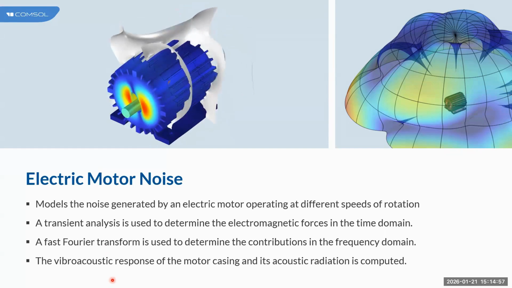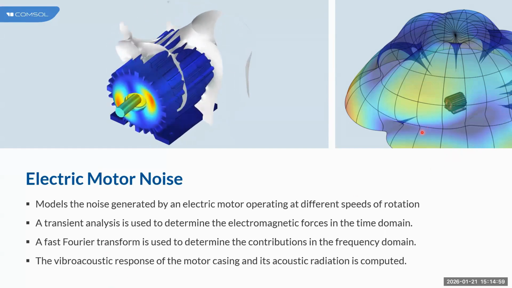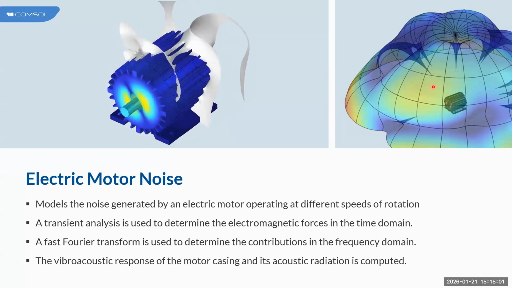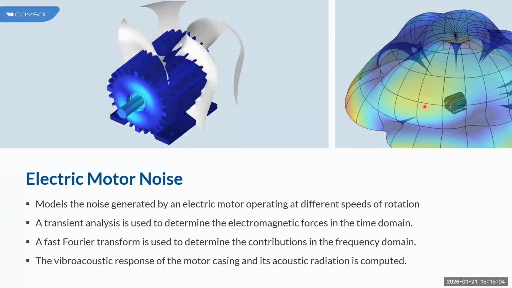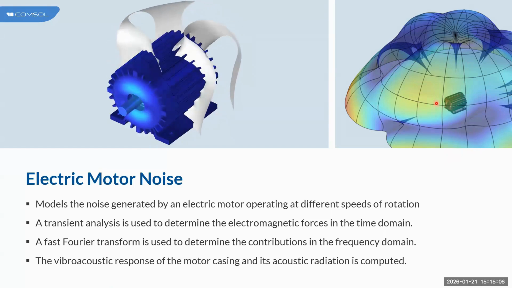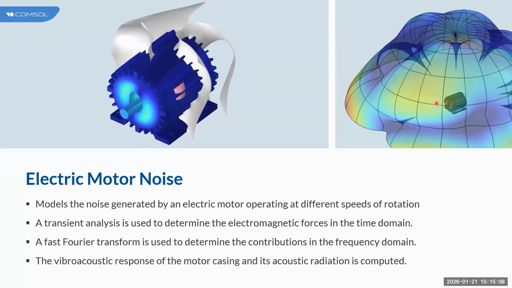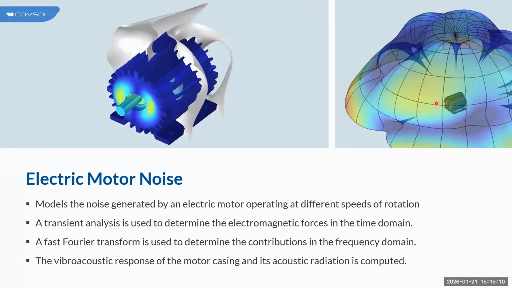And you can plot the acoustic radiation as well at different distances. So here at the right topmost end, you can see the acoustic radiation out from this electric motor, operating at different speeds of rotation, so you can plot the acoustic radiations.